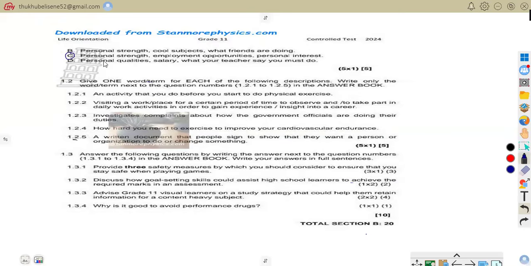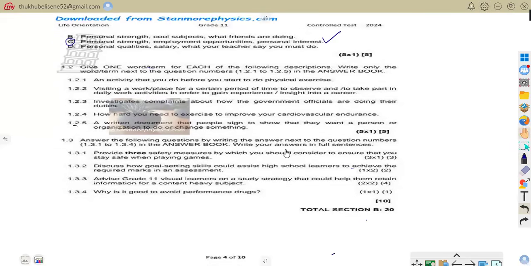Correct answer there is C. C is personal strength, employment opportunities, personal interest. So choosing a career should be based on your abilities, what you enjoy, job availability, not pressure from others. So hope you understand. So let us be on 1.2, good people.